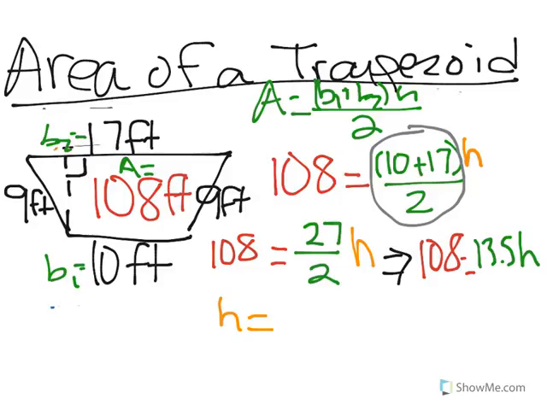equals 108 divided by 13 and 5/10. Now when you're dividing, you will go ahead and do long division. So let's do long division in gray.